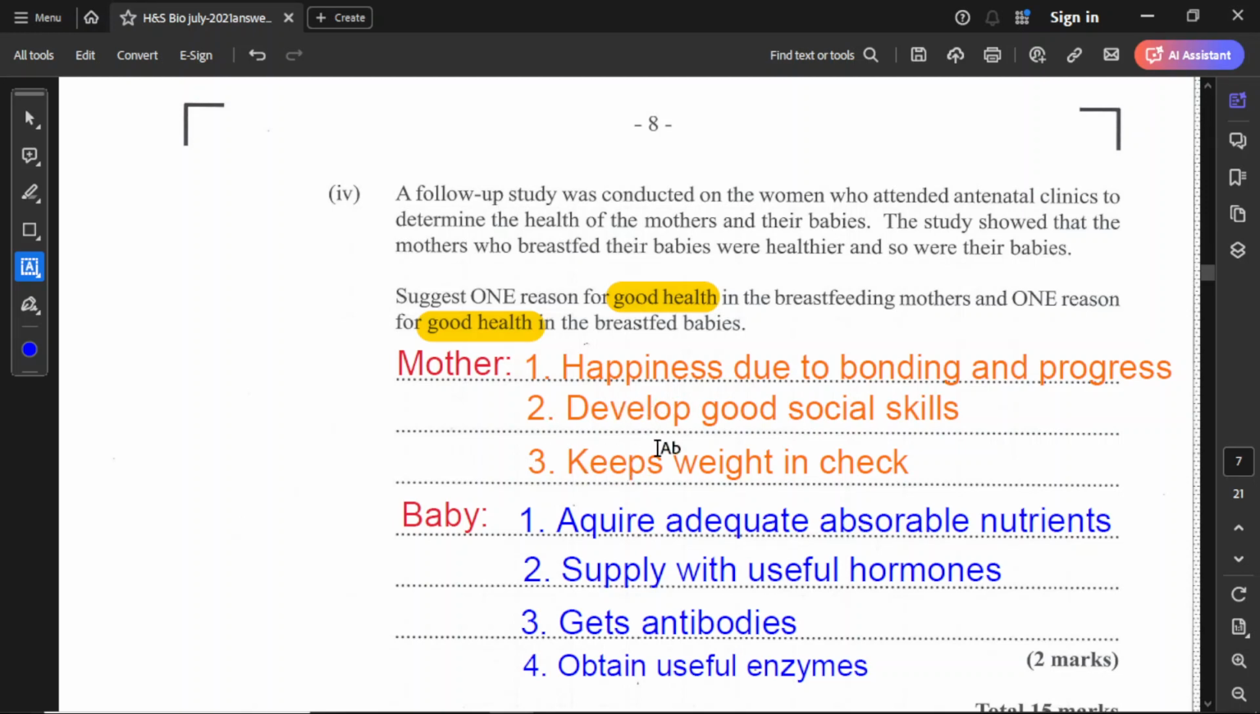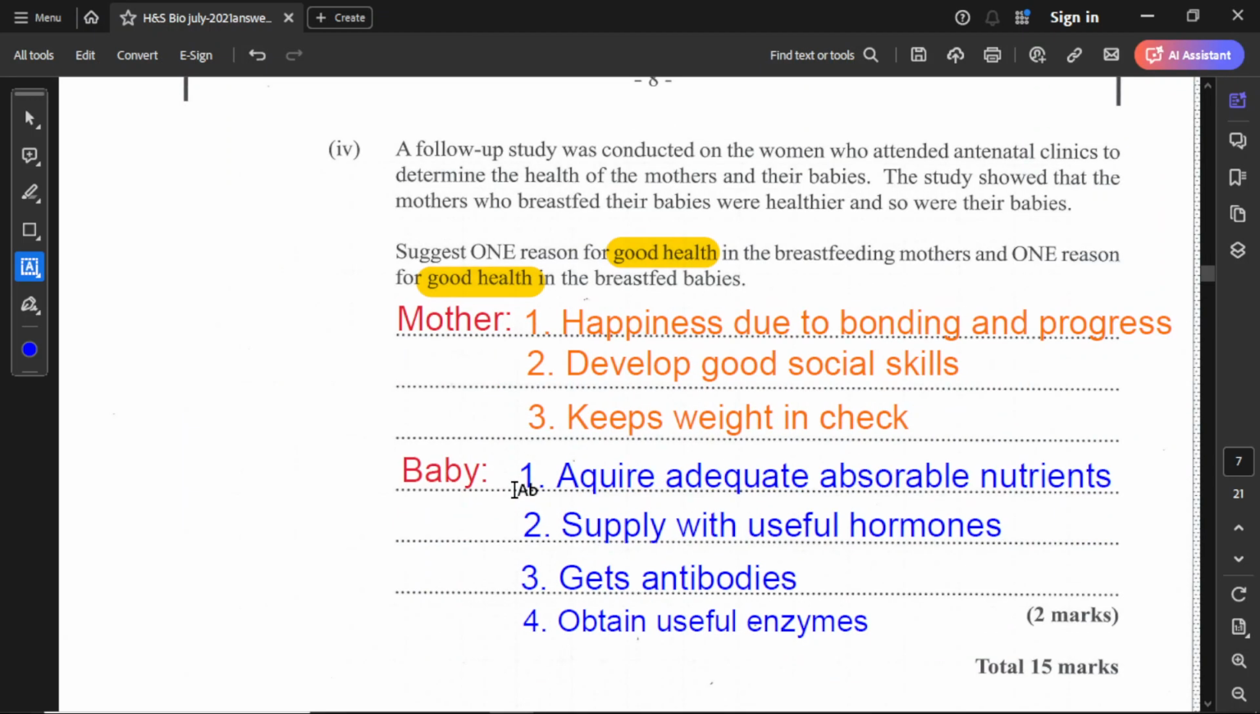Also, the mother keeps weight in check because, of course, if the baby is feeding from the mother, then some of the nutrients that she actually absorbed from food will be transmitted to or transferred to the baby. All right, so definitely she will not have all of that stored nutrients in her body. All right, and then so that could help her to lose some form of weight as well.